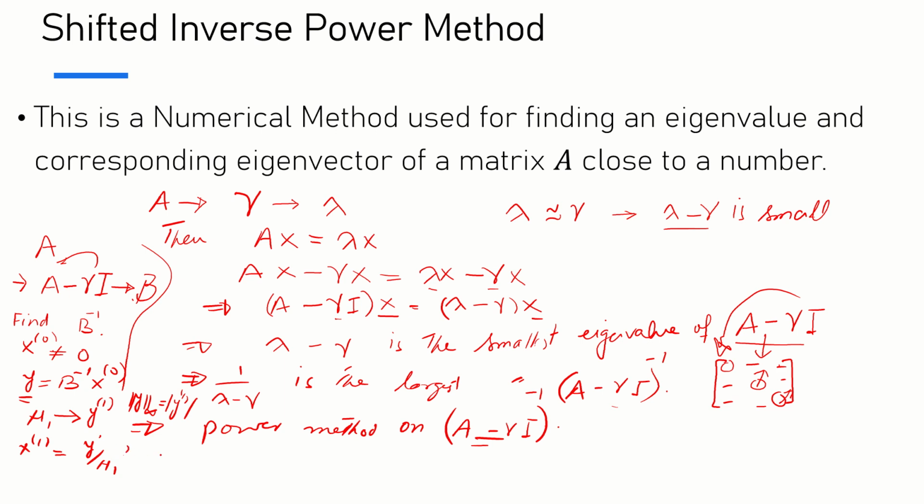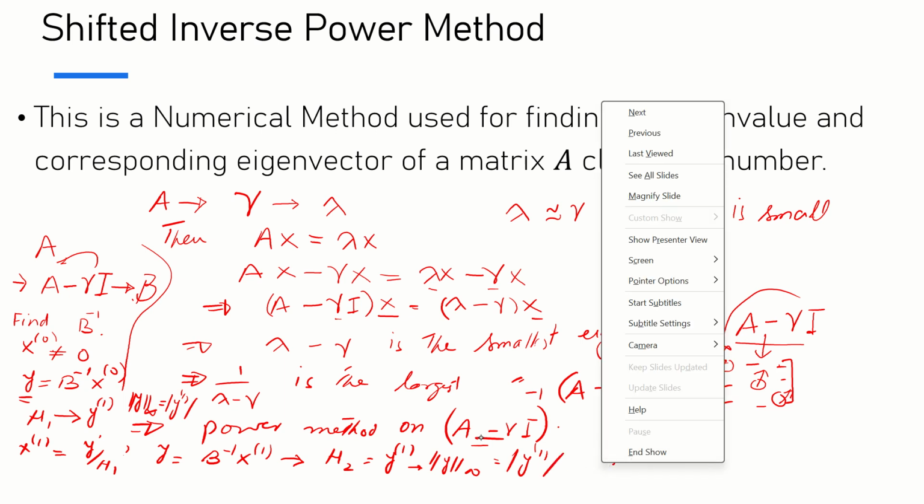And then we repeat the process. The next time we find y again, and y will now be obtained by multiplying B inverse with that new vector x1, and then again we find mu2. Mu2 will be the component of y which has the largest absolute value, the infinity norm, and so on. That's the procedure where we find all the values.